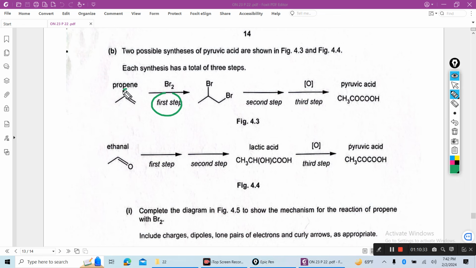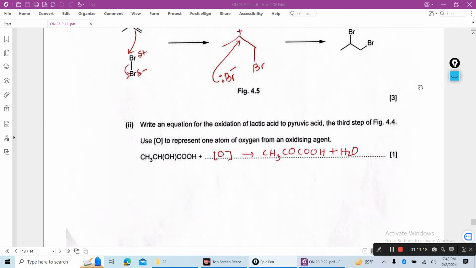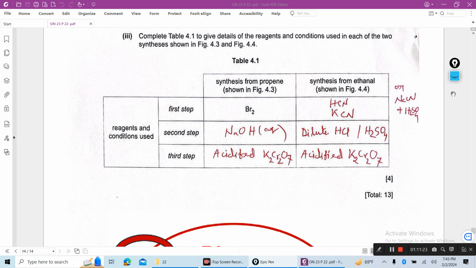First step, propene reacts with bromine to form 1,2-dibromopropane. Then second step, if it reacts with aqueous sodium hydroxide, you will get 1,2-dihydroxypropane. So the reagent will be aqueous sodium hydroxide. After that, if it oxidizes, this primary alcohol will go to the carboxylic acid and the secondary alcohol will go to the ketone. So you will get pyruvic acid. That's why the first reaction is aqueous sodium hydroxide, then you have to oxidize with acidified potassium dichromate or sodium dichromate.